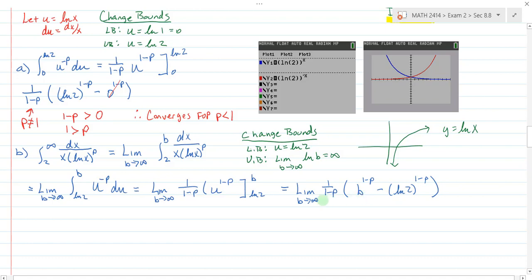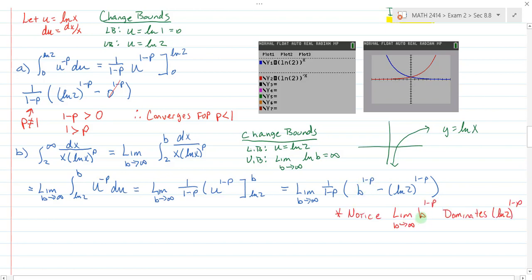Which one of these is going to dominate, the b or the natural log 2? And by dominate, I want you to go back in your mind to chapter 7.4 when we talked about rates of growth. Which one's going to get bigger faster? The b raised to the 1 minus p as b goes to infinity, or the natural log 2 raised to the 1 minus p? Remember, b is going off to infinity. Infinity is way larger than the natural log of 2, isn't it? So since the infinity is bigger than natural log 2, what that means is this function right here is going to dominate.